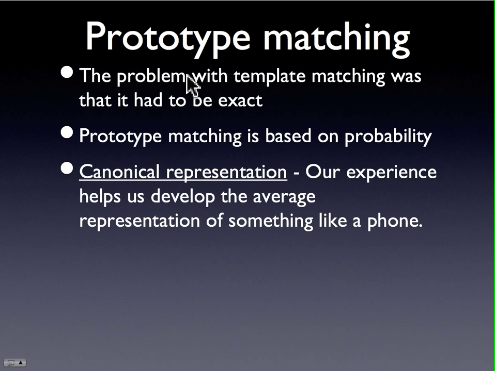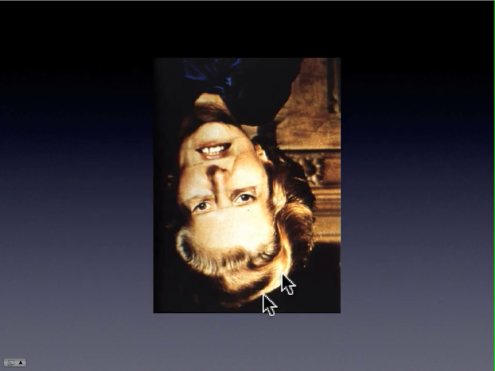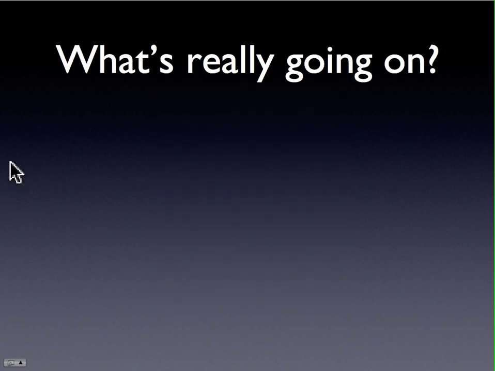And so all template matching and feature analysis is compared to that prototype, that idea of what the phone is in your brain. And if a stimulus has enough features that are consistent with the target, then we consider it a match. So again, going back to this, we recognize this as Margaret Thatcher because there are enough features here that are consistent with what we know of Margaret Thatcher, even though this is a bizarre orientation and even though we know these eyes and lips are upside down.